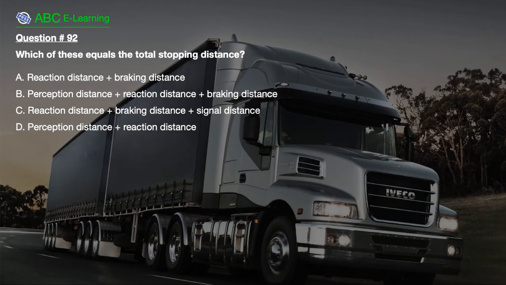Question number 92. Which of these equals the total stopping distance? A. Reaction distance and braking distance. B. Perception distance and reaction distance and braking distance. C. Reaction distance and braking distance and signal distance. D. Perception distance and reaction distance.